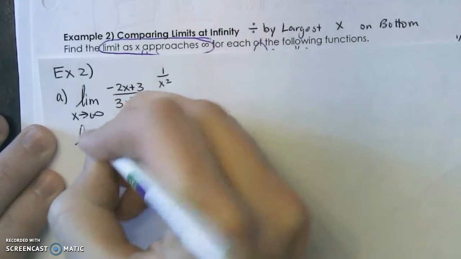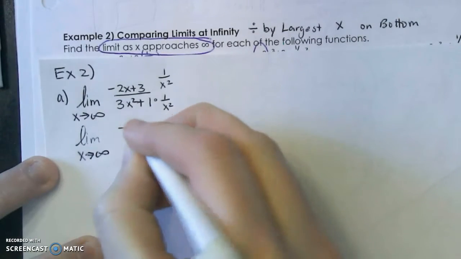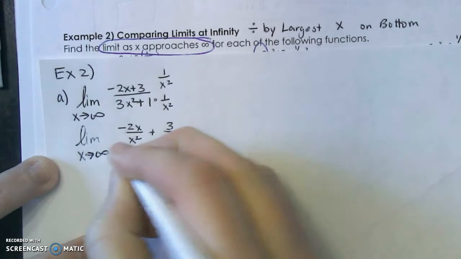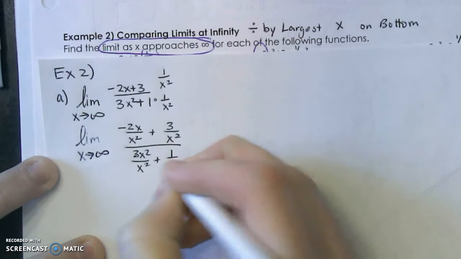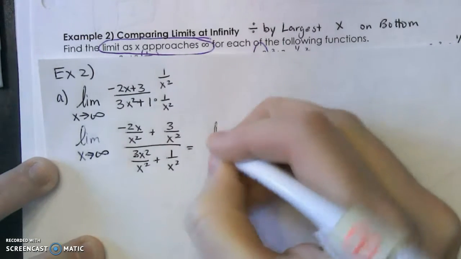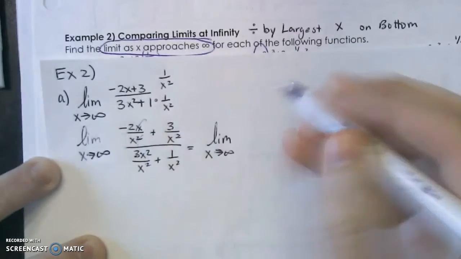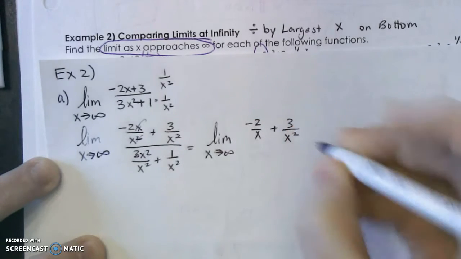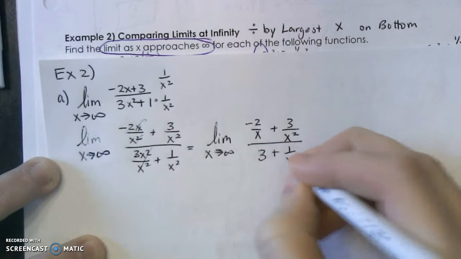So that is going to create negative 2x over x squared plus 3 over x squared for the top, and then 3x squared over x squared plus 1 over x squared for the bottom. Then we simplify that where we can. One of the x's cancels, so negative 2 over x. Nothing's canceling on the 3 over x squared. And then these x squareds cancel, and I've got 1 over x squared.